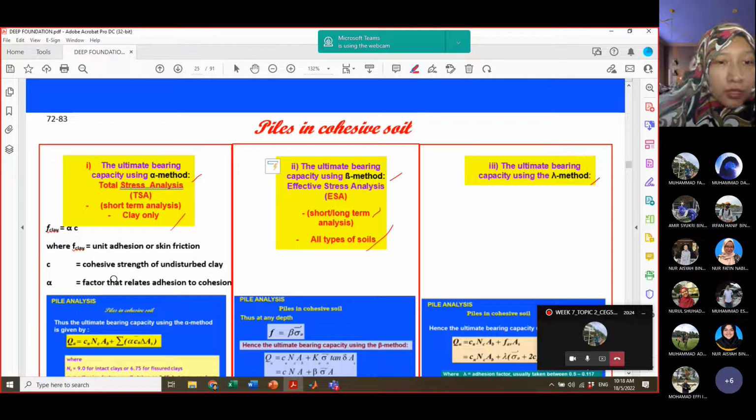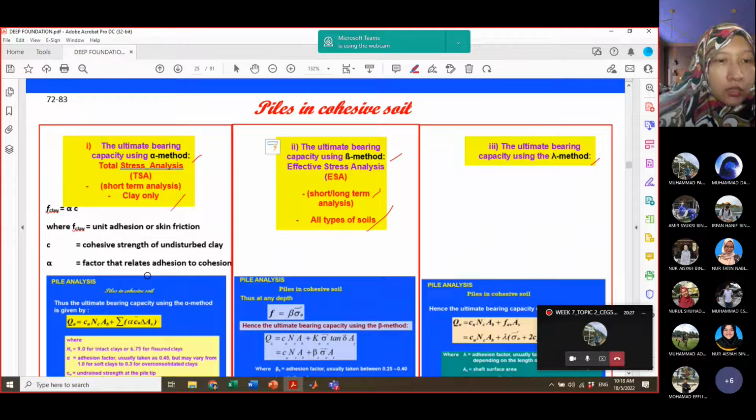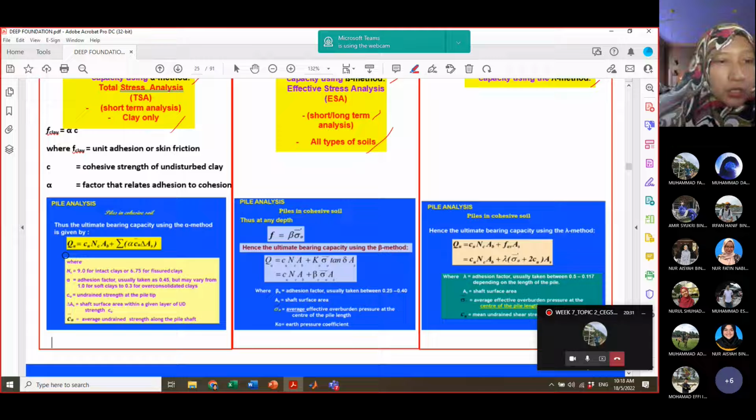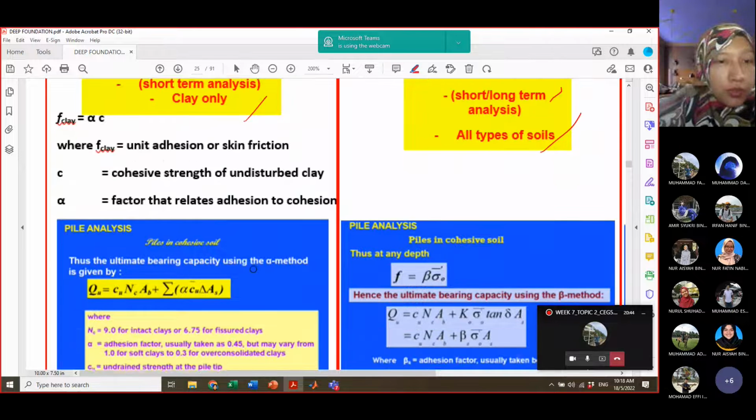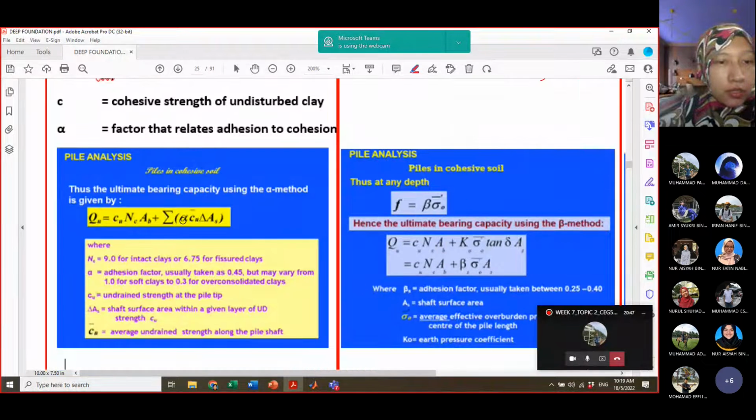So by looking at this formula, you will see that QB, the ultimate bearing capacity at the bottom or at the base of the pile, is equal to CU NC times the area of the base, plus the summation of alpha average CU times delta AS. So the NC is the Skempton or Terzaghi bearing capacity factor, where 9 is used for intact clays or 6.75 for fissured clays.